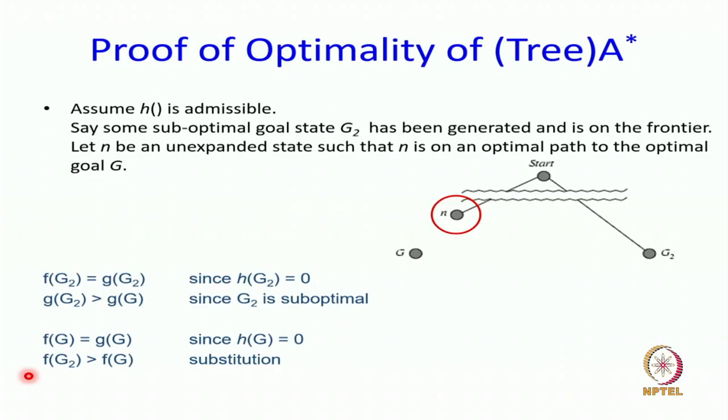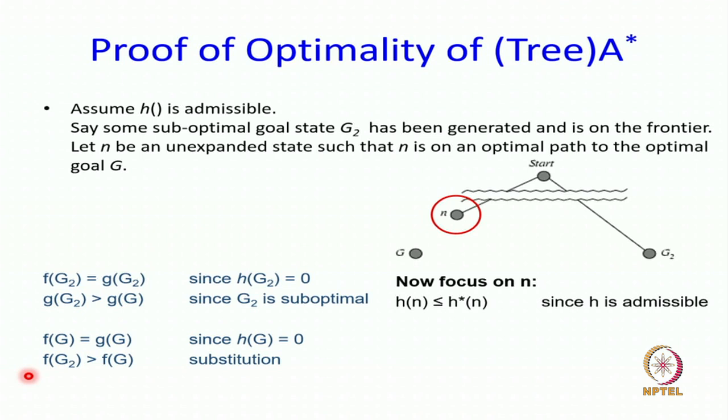And the first thing we know is that h is admissible. h is admissible means h of n is less than or equal to h star of n. h star of n basically means the best path from n to goal, and the best path from n to goal would be n to g obviously.